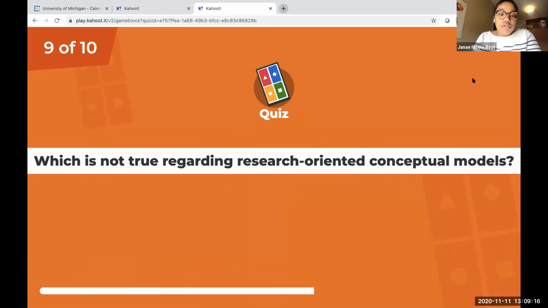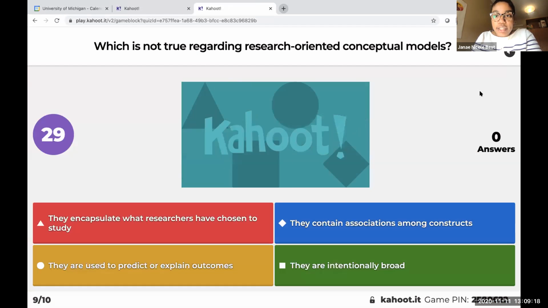Which is not true regarding research-oriented conceptual models. They encapsulate what researchers have chosen to study. They contain associations among constructs. They are used to predict or explain outcomes. They are intentionally broad.